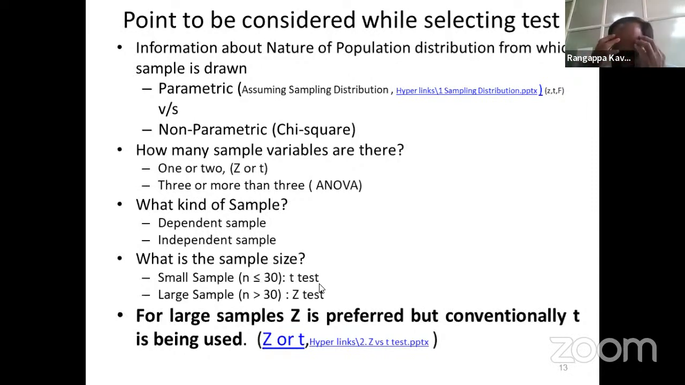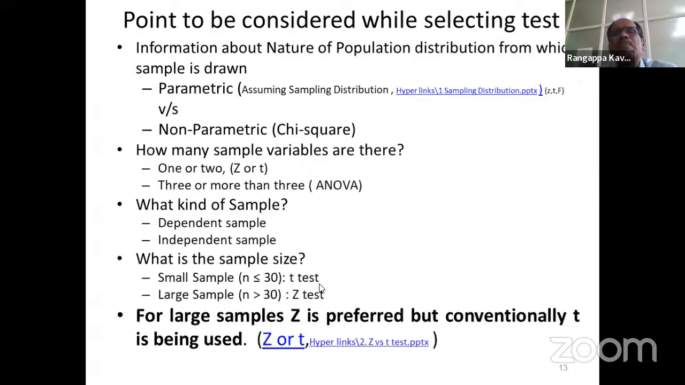There are many tests. There is the Z test, there is the T test, and within the T test, whether we have to go for the dependent T test or the independent T test, or whether I want to go for ANOVA or F test. Which one do you have to do? The first important thing you have to analyze is information about the nature of the population distribution from which the sample is drawn. I mean to say, whether you could make some assumption about the nature of the population distribution.